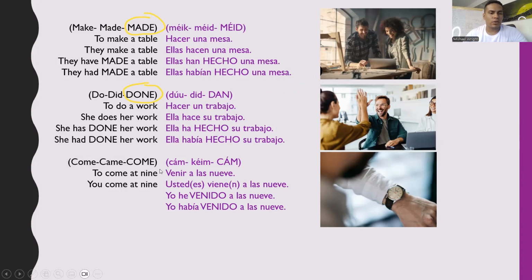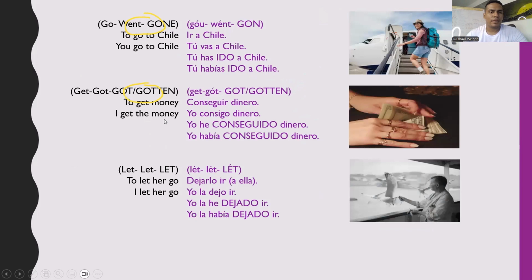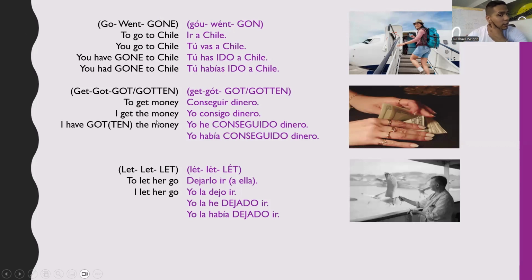Come, came, come. To come at 9. You come at 9. I have come at 9. And I had come at 9. Okay. So we also have go, went, right? So to go to Chile, you go to Chile. You have gone to Chile. And you had gone to Chile, right? Get, got, gotten. To get money, I get the money. I've gotten, or I have got the money. And I had got, or I had gotten the money.